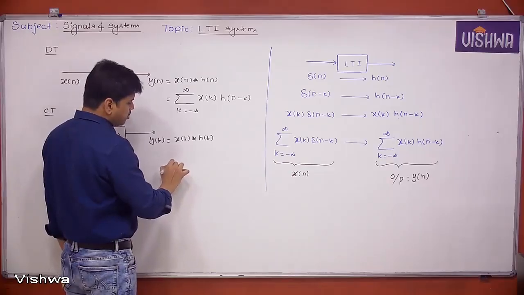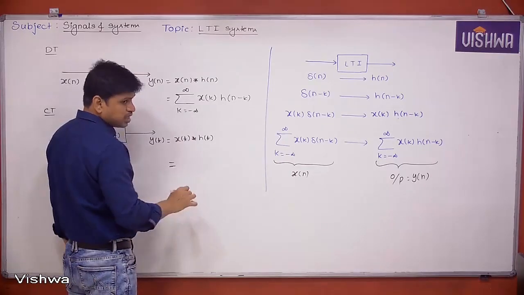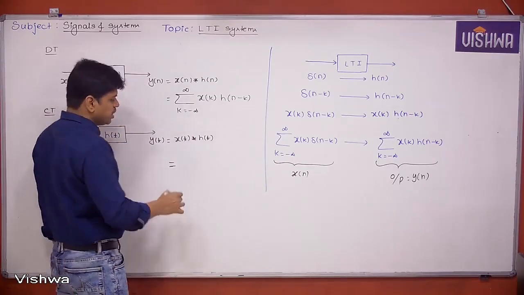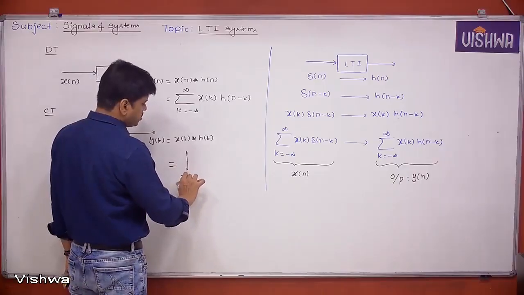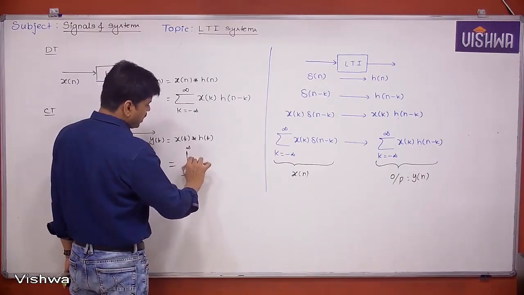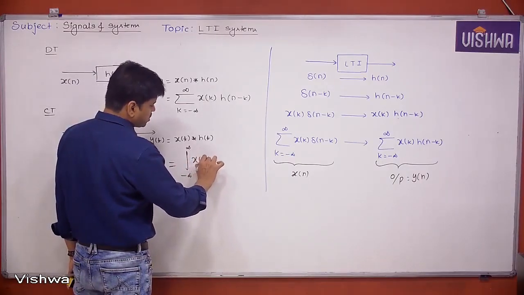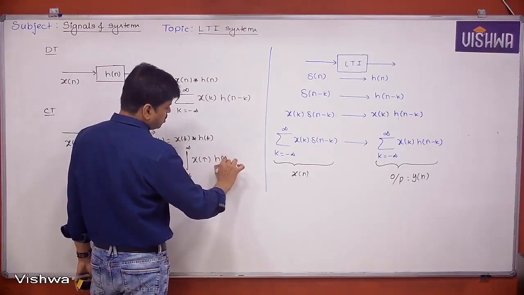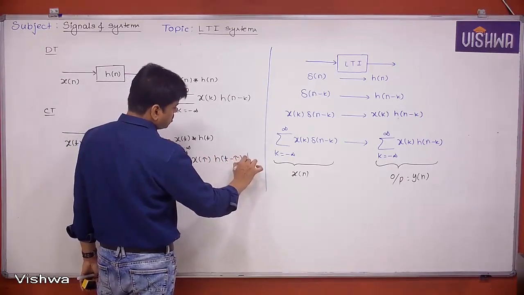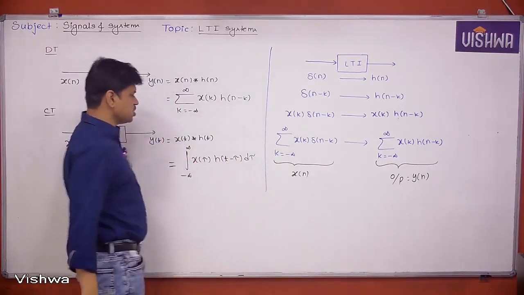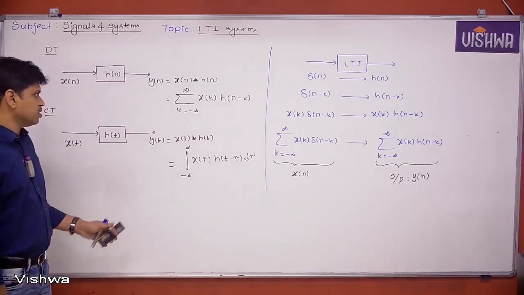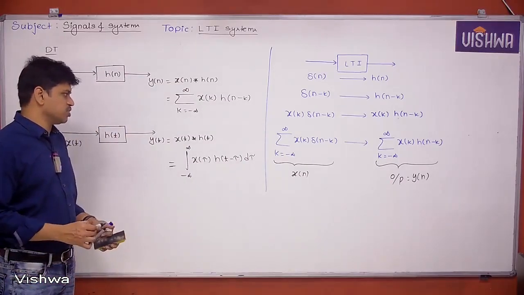In the discrete time case it is a summation; in the continuous time case it is going to be an integration, from minus infinity to infinity, of x of tau, the dummy variable, times h of t minus tau, d tau. So this is the convolution integral, and that was the convolution summation. Okay, take it.